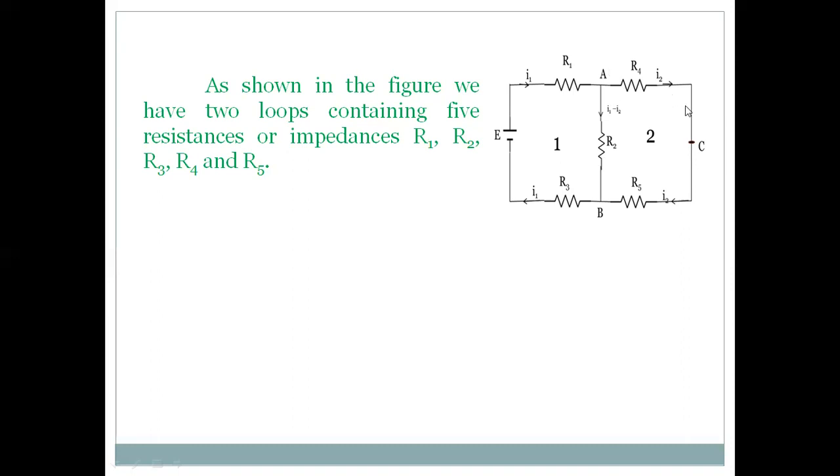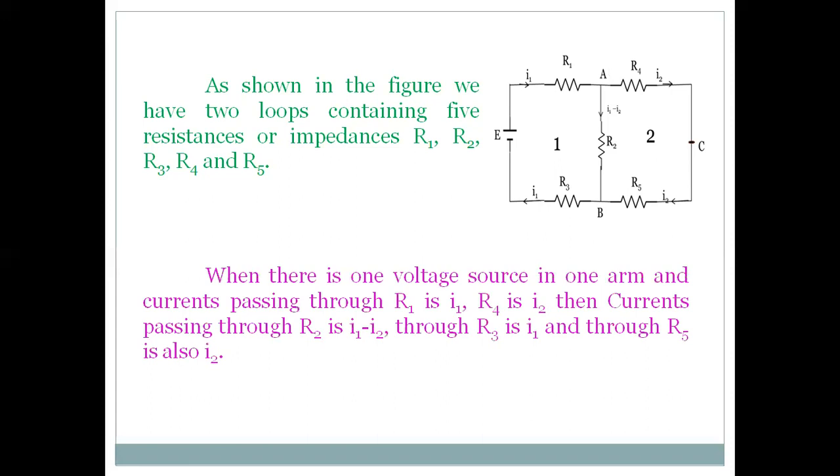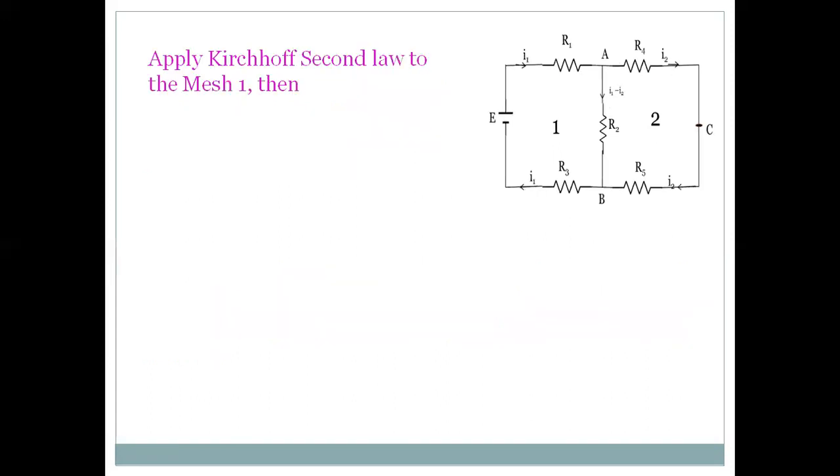This I2 passes through the resistance R5, and this I1 minus I2 and I2 enter at point B. So the sum of the total currents is I1 again, which passes through the resistance R3 and enters the negative terminal of the battery. So these are the current components in the 2 meshes, 1 and 2.